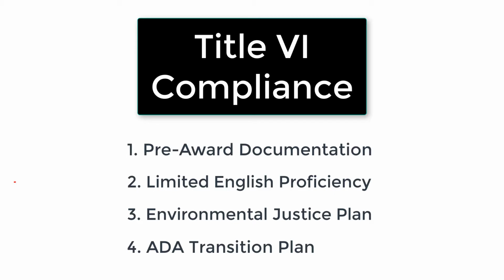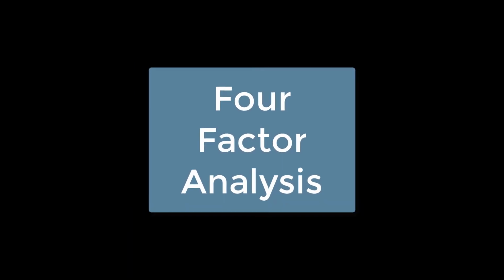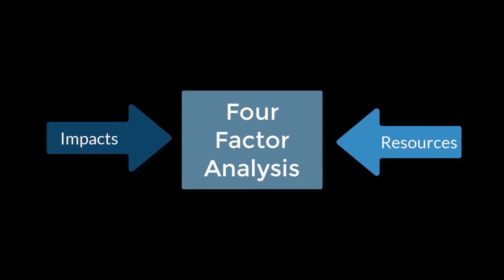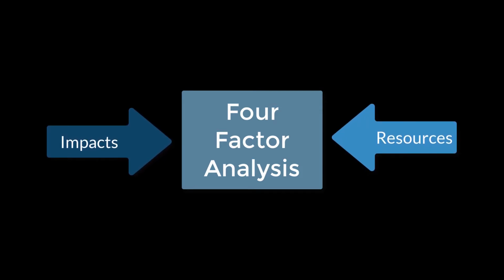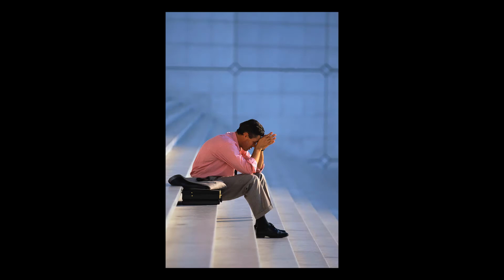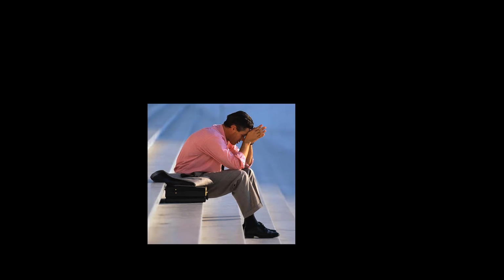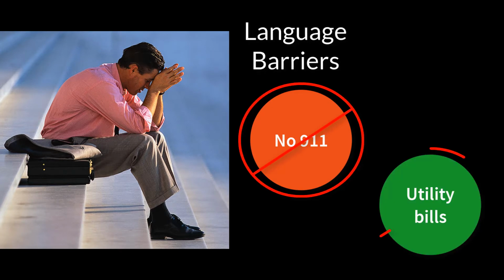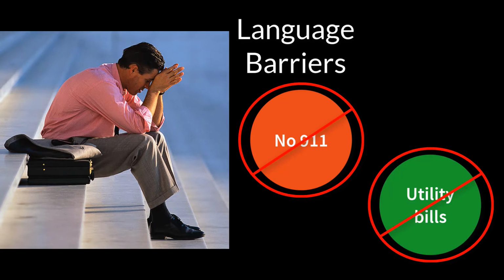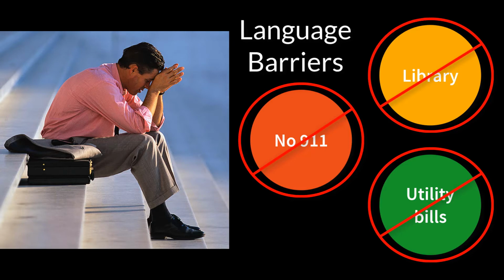Today we will discuss the Limited English Proficiency Plan, or LEP plan, and its four-factor analysis. Simply put, a four-factor analysis identifies impacts and resources for people in your jurisdiction who may have limited English proficiency or who don't speak English well. Imagine for a moment living in an area and not having the ability to communicate and conduct business with your public agency. You may be deaf or hard of hearing and need access to emergency services. You could be an immigrant farm worker and need to pay a utility bill. You could be a foreign student who wants to borrow books from the local library.